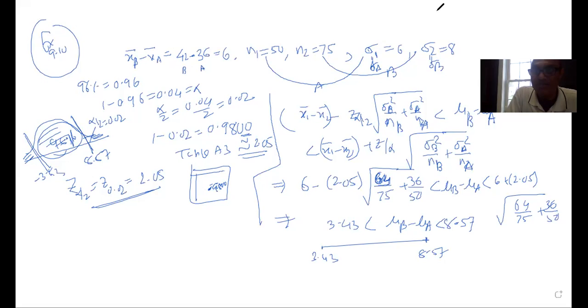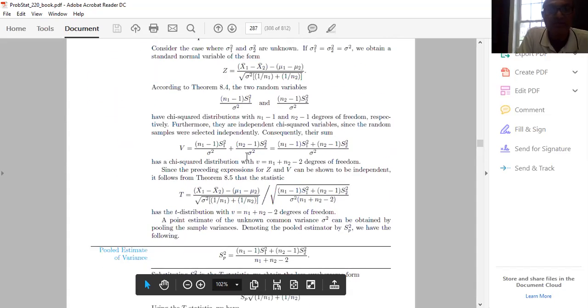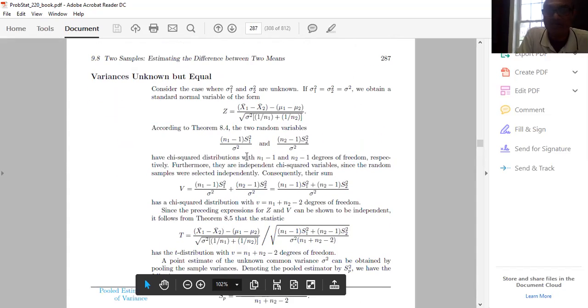Let me save this file, go to the book, and clear the drawing. As I told you, my book is over here, so you can see over here, guys. Now I'm not going to prove everything every time. Here sigma 1 and sigma 2 are unknown.